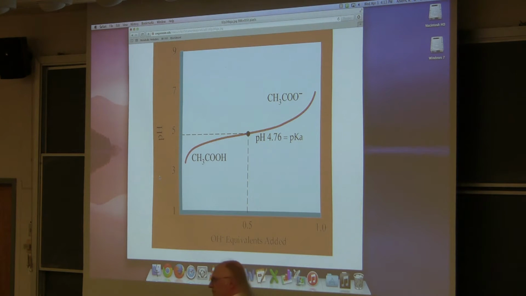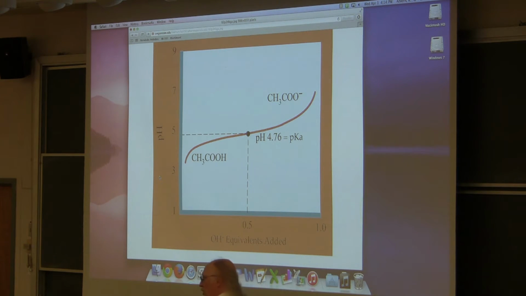What's that range? Well, I'd like you to look at this right here. There's a point that's labeled right in the middle, and this point corresponds to a pH of 4.76. Does anybody remember why that number is significant? Have you heard that number before? It was the pKa of acetic acid, exactly. Okay?